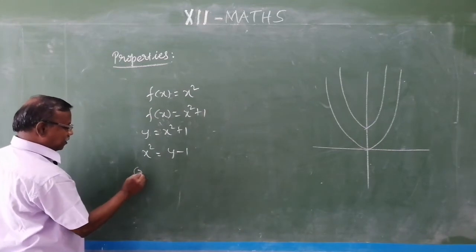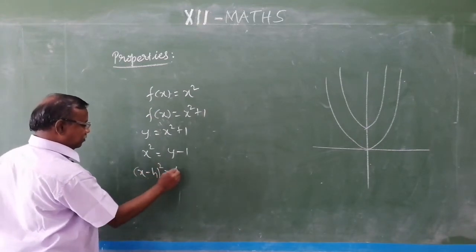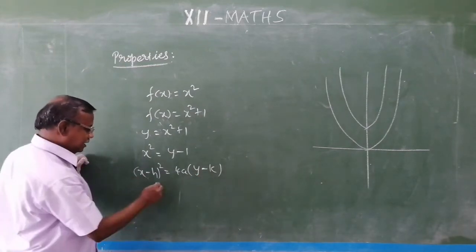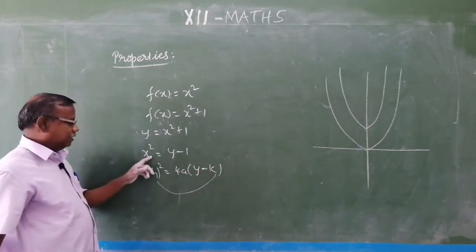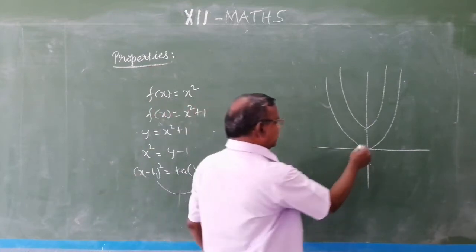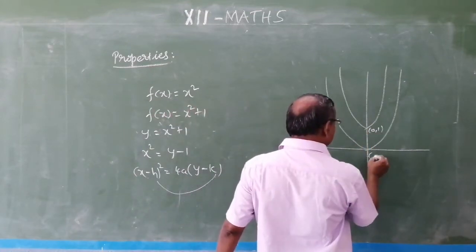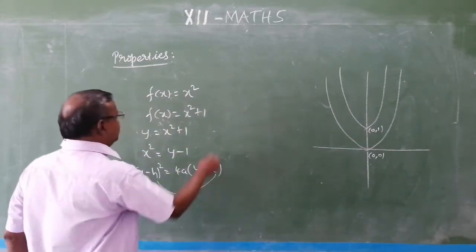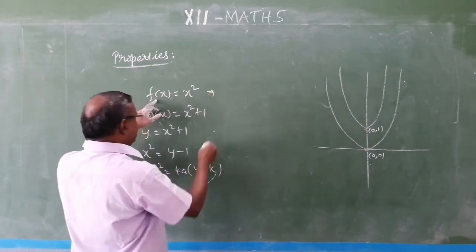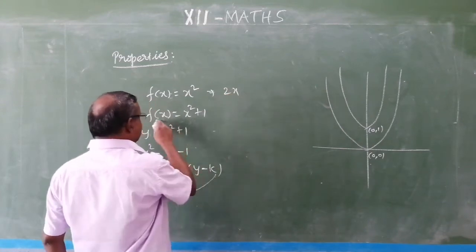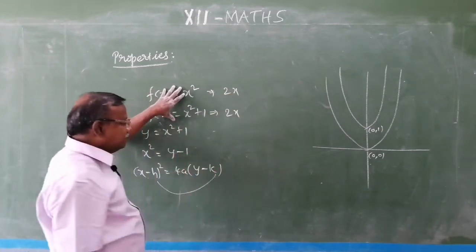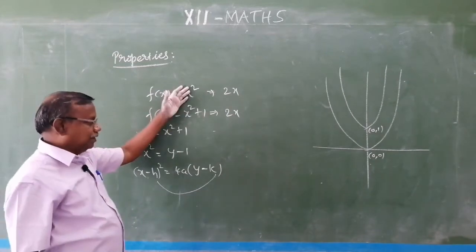This is in the form of (x minus h) whole squared equals 4a into (y minus k). So, (h, k) is the vertex, accordingly it is (0, 1). So, this is (0, 1) and this is (0, 0), but all are a family of curves, whose derivatives are equal. The derivative of the first function is 2x, and the derivative of the other function is also 2x. Here the derivatives are equal whereas the functions are different.